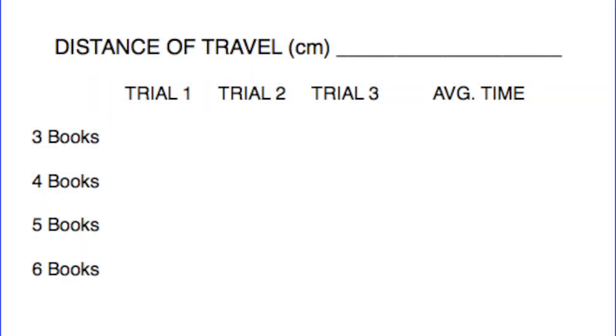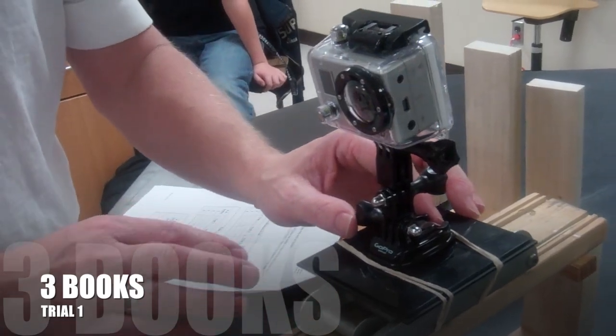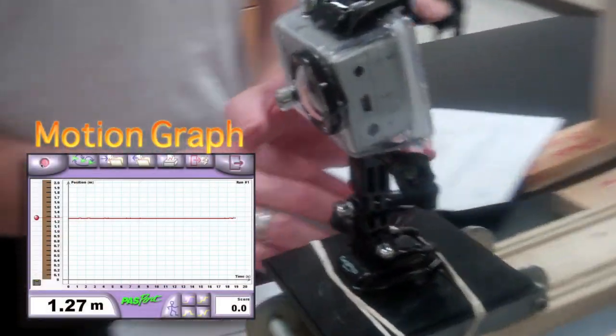It's important to always keep up with our data. So for this part of the trial, we know that our car will always be traveling 250 centimeters to the finish line. Reset the graph. New mark. Set. Go.